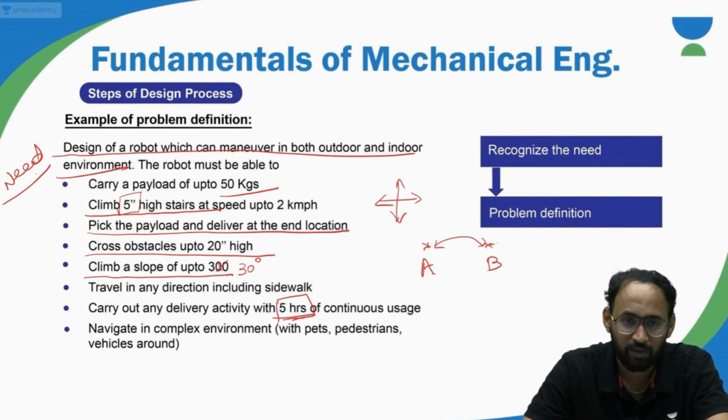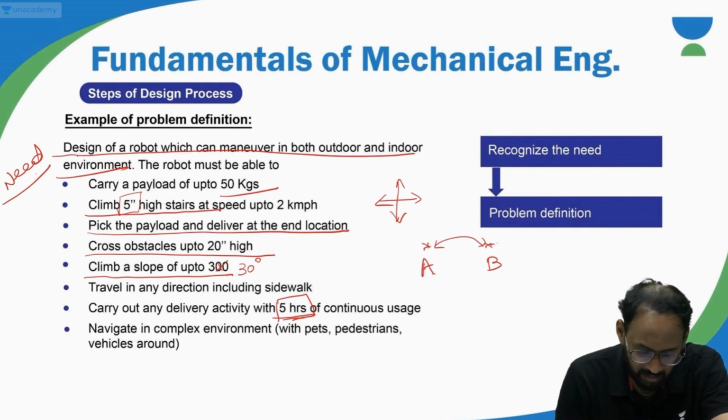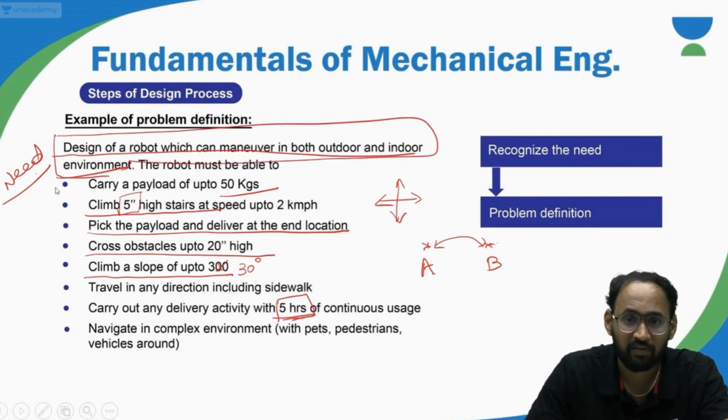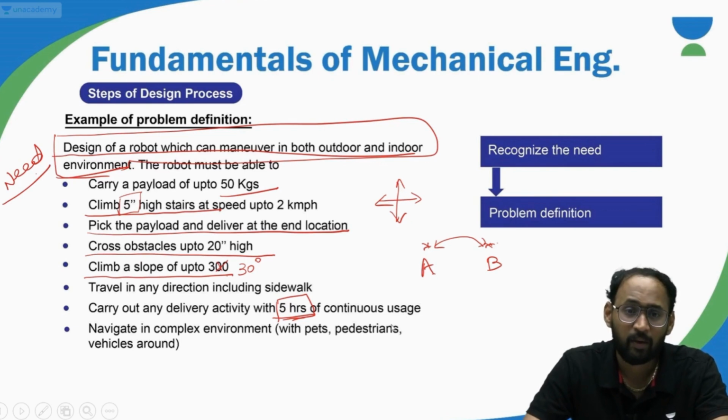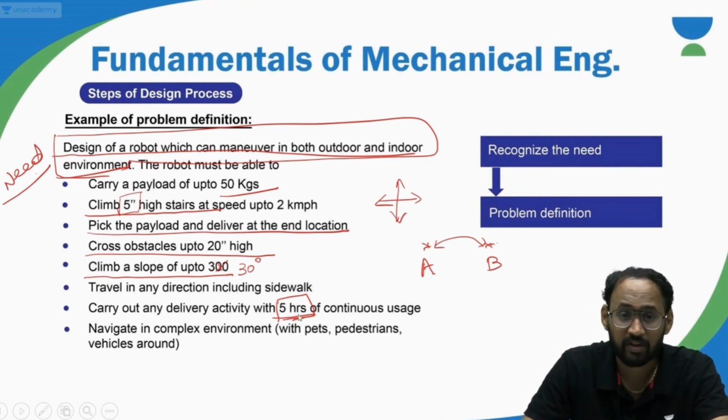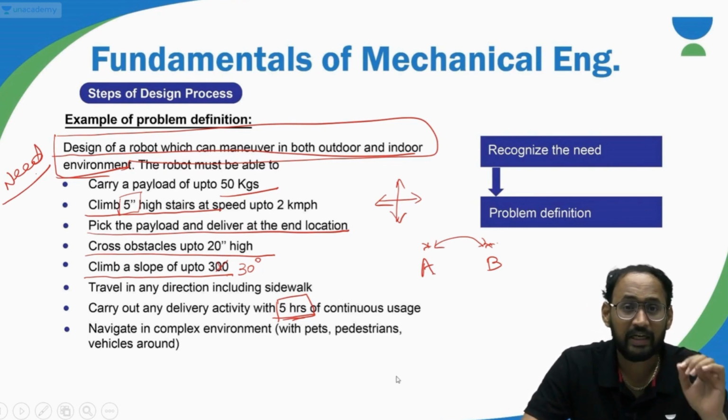So if you see, the need is very simple. The need is just one line, right? But the problem definition is very elaborate and concrete. It's very clear. So please make sure that whenever your need is clear, you get on to the next step of problem definition, which has to be clear and concise.